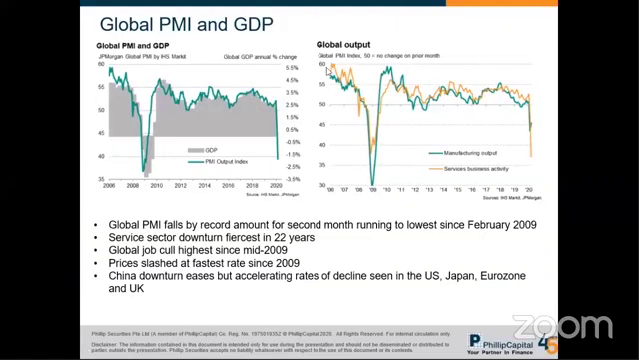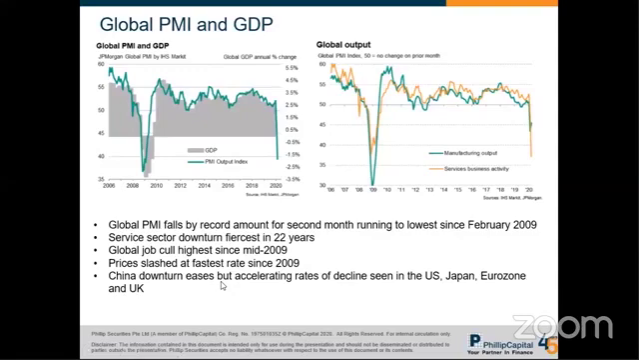Next, what we'll be looking out for is the global PMI and the GDP. The global PMI, updated recently, has fallen by a record amount for the second month, and it's the lowest since February 2009. You can see a sharp drop over here. Even the service sector downturn is the fiercest in 22 years, and global job cuts are the highest since mid-2009. So we are still dropping at a very fast rate, and prices are slashed at a faster rate since 2009.